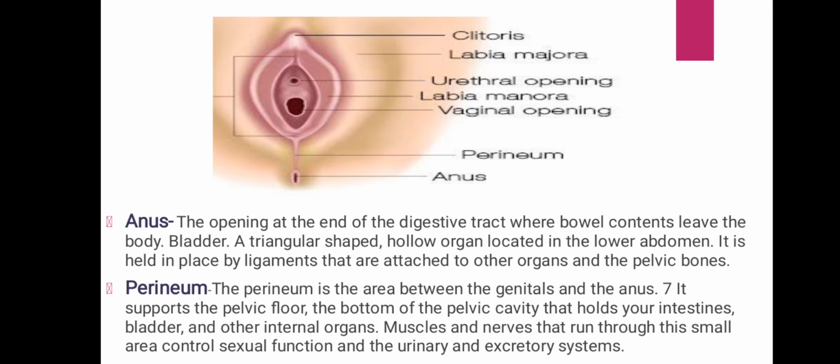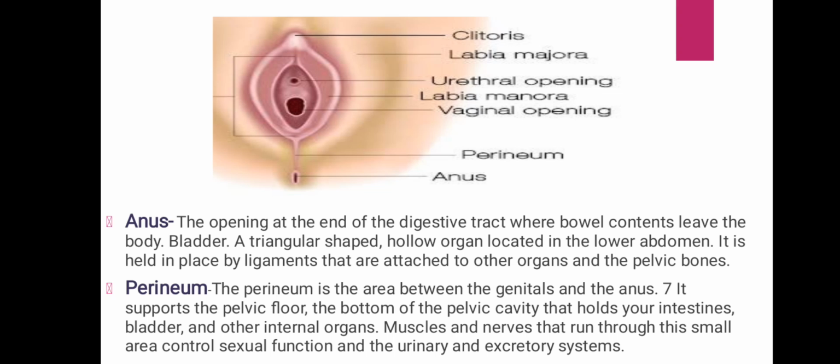Anus is the opening at the end of the digestive tract where bowel contents leave the body. A triangular-shaped hollow organ located in the lower abdomen. It is held in place by ligaments that are attached to the other organs at the pelvic bones.